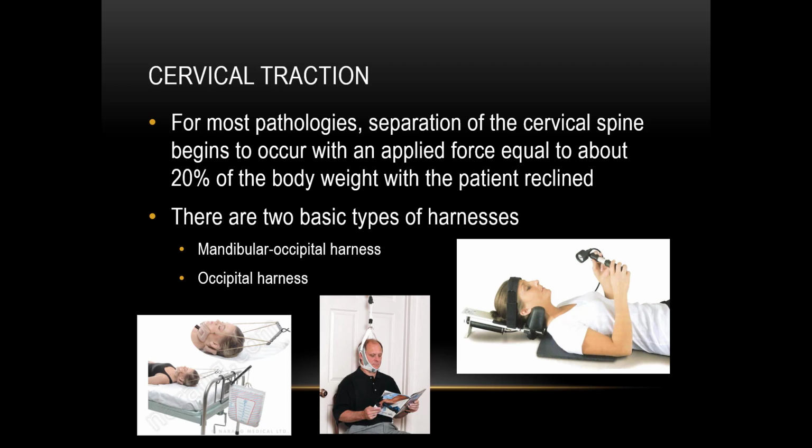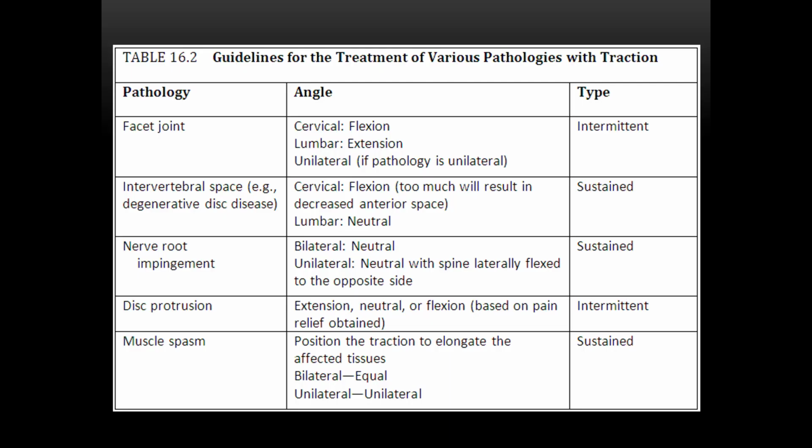There are 2 primary types of harnesses that are used for mechanical cervical traction: a mandibular occipital harness, which is pictured on the left and center pictures, and an occipital harness, which is pictured on the right. This table explores the guidelines for the treatment of various pathologies with traction treatment. Please refer to this table for guidelines for treatment protocols.